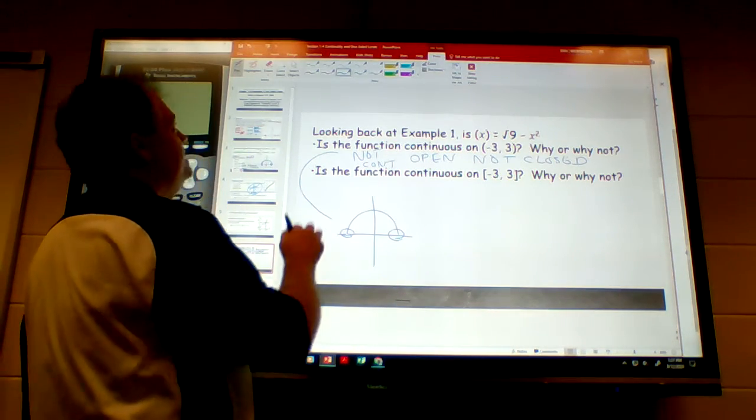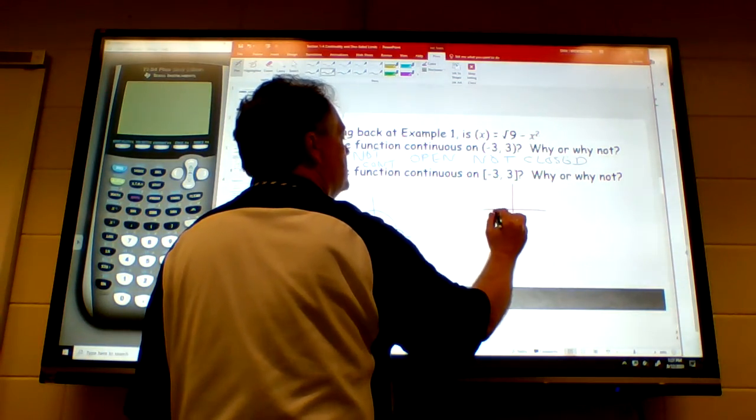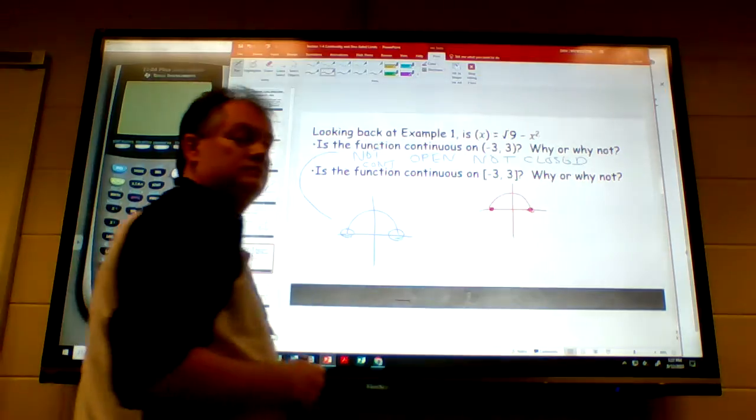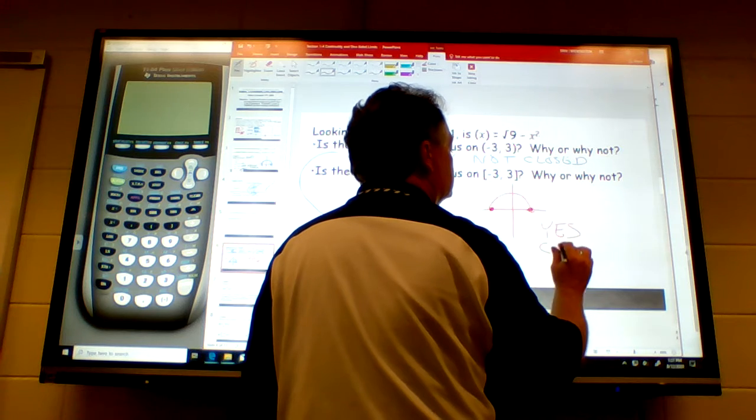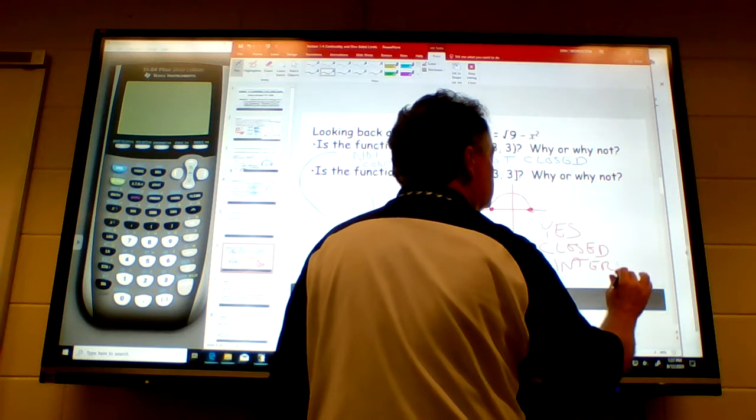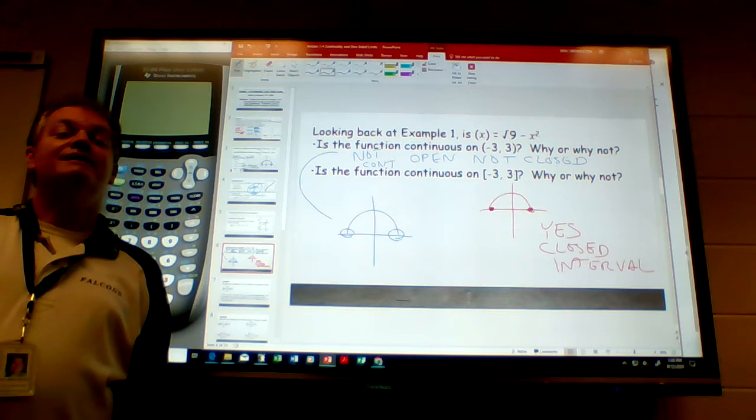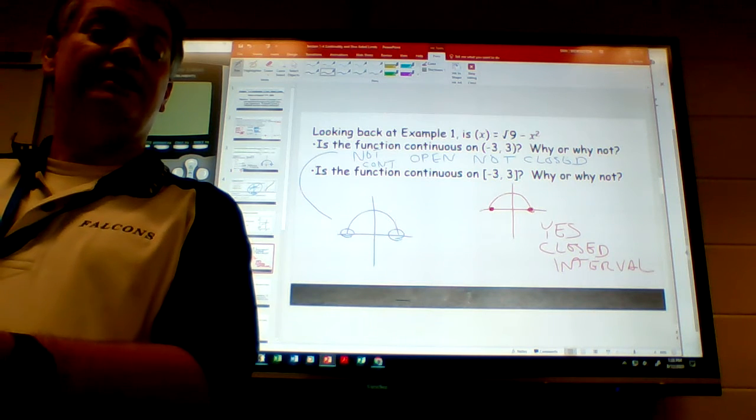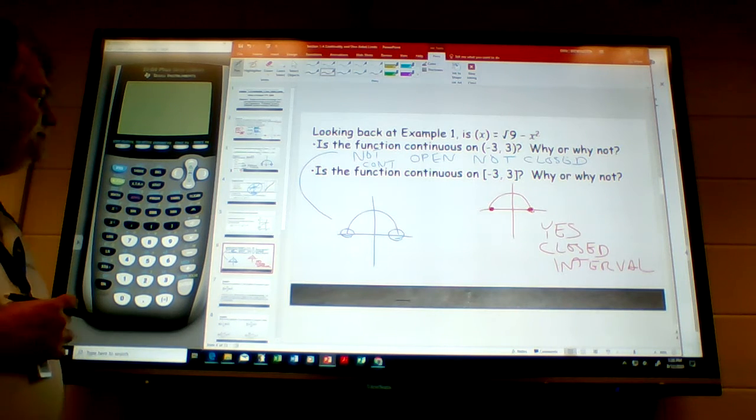Now, if I took the same one and I closed it, now that it's closed, yes. Okay, it is a closed interval. Because it is closed, we can now say that it does have continuity from the closed dot of -3 to +3. All right, now let's do some more.